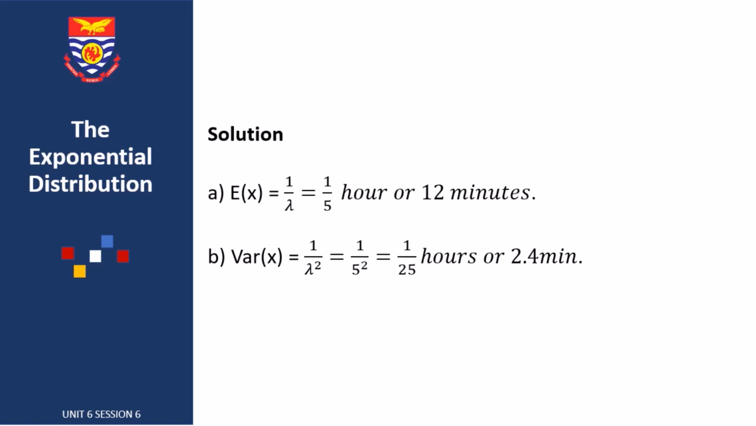Remember that lambda was 5. So the expectation will be 1 over lambda, that is 1 over 5 hours, or 12 minutes. You know, 1 over 5 hours is the same as 12 minutes. The variance will be 1 over lambda squared, 1 over 5 squared, to give 1 over 25. Converting this to minutes gives 2.4 minutes, by multiplying the hour by 60.